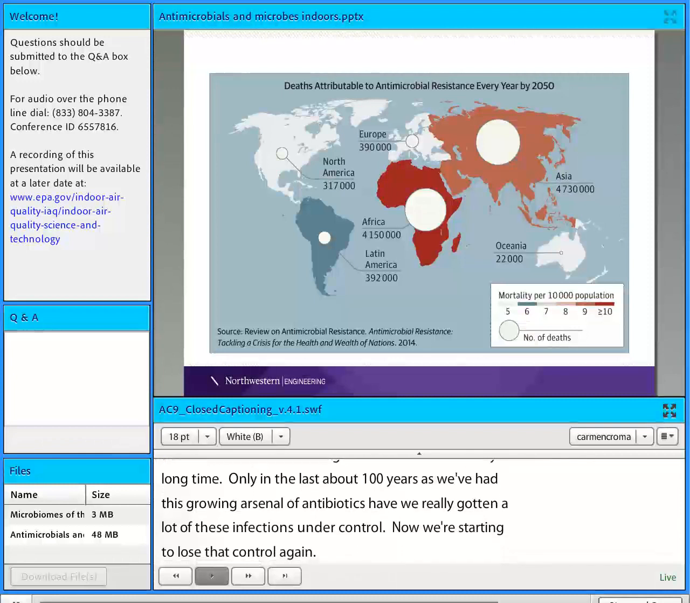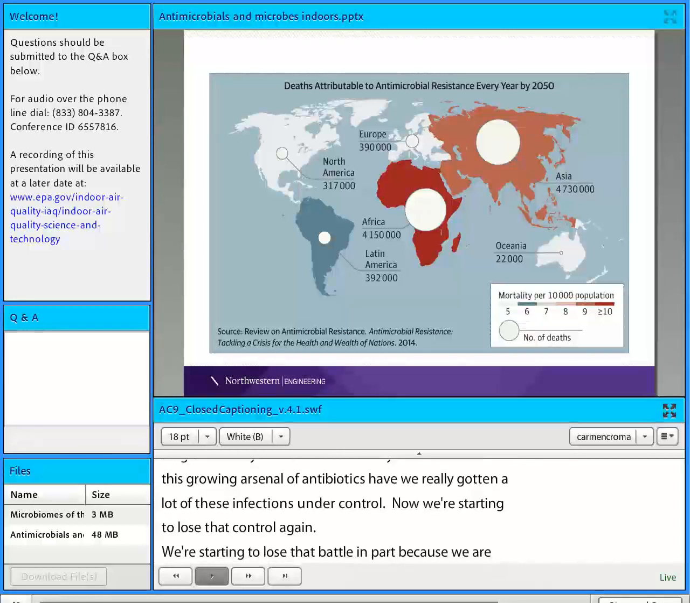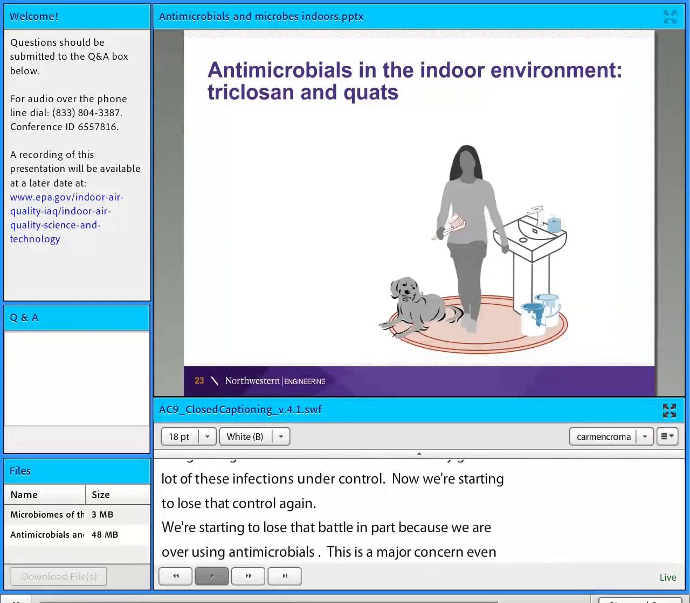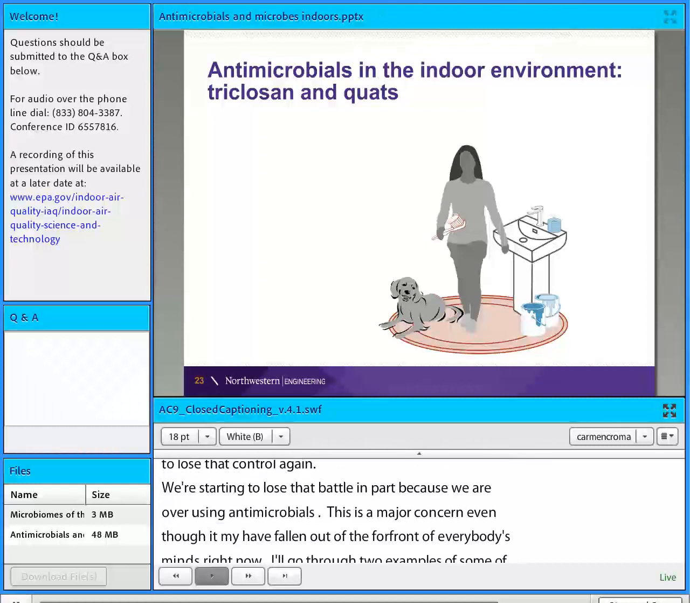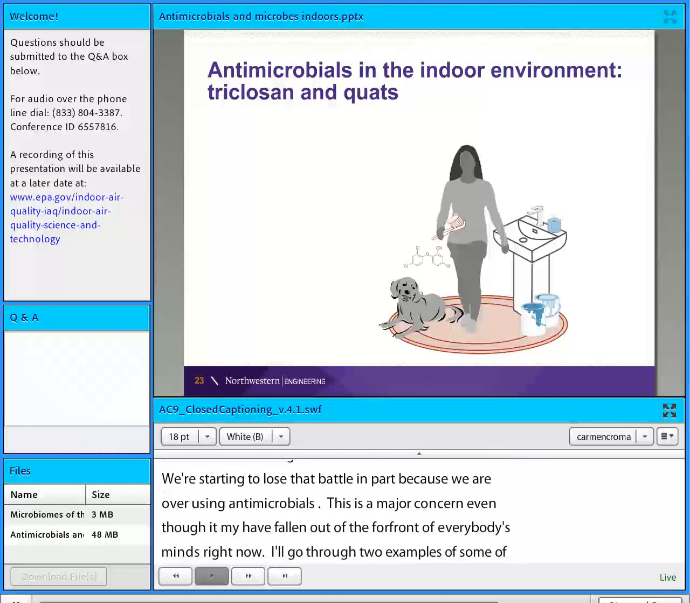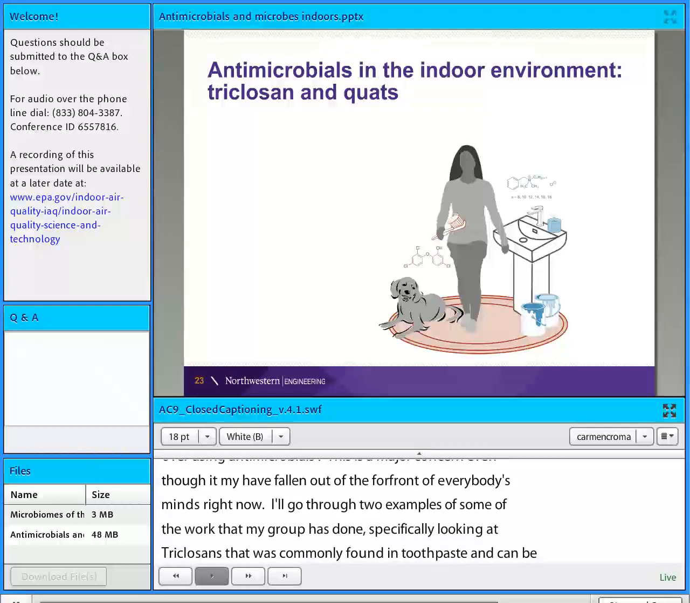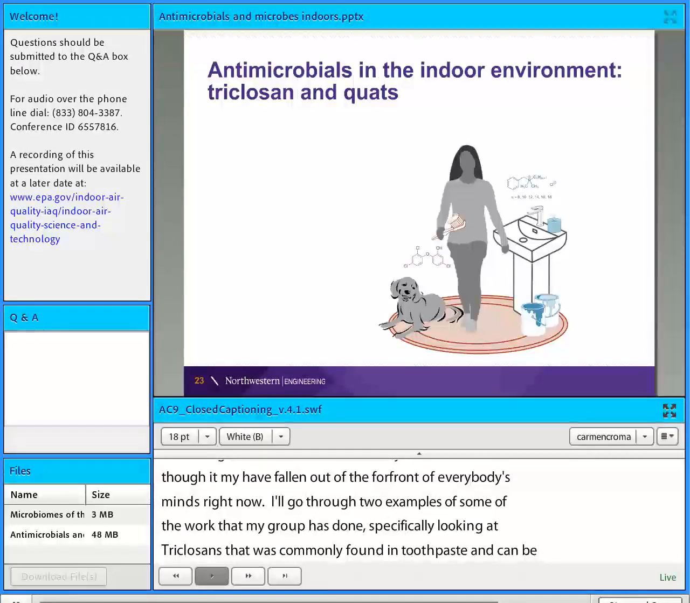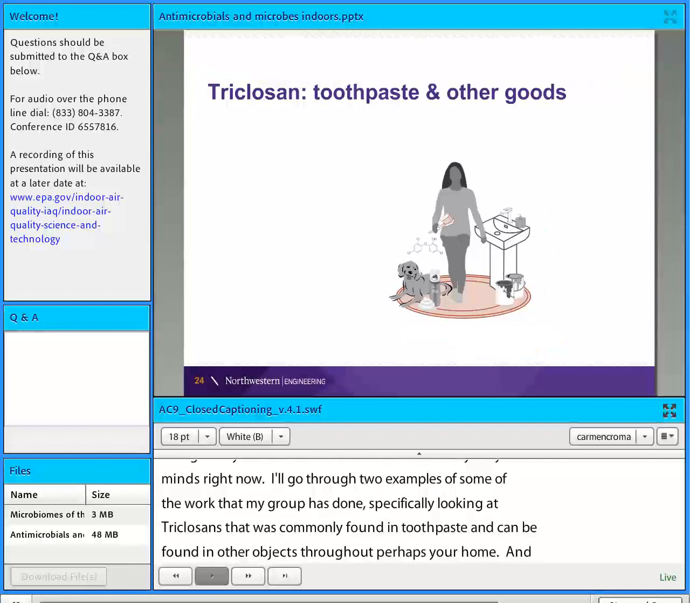We're starting to lose that battle, in part because we are overusing antimicrobials. So I think this is a major, major source of concern, even though it may have fallen out of the forefront of everybody's minds right now. I'm going to go through two examples of some of the work that my group has done, specifically looking at triclosan, which was commonly found in toothpaste and can also be found in other objects throughout perhaps your home, and also quaternary ammonium compounds like benzalkonium chloride, which are now found widely in antimicrobial hand soaps and also paint.